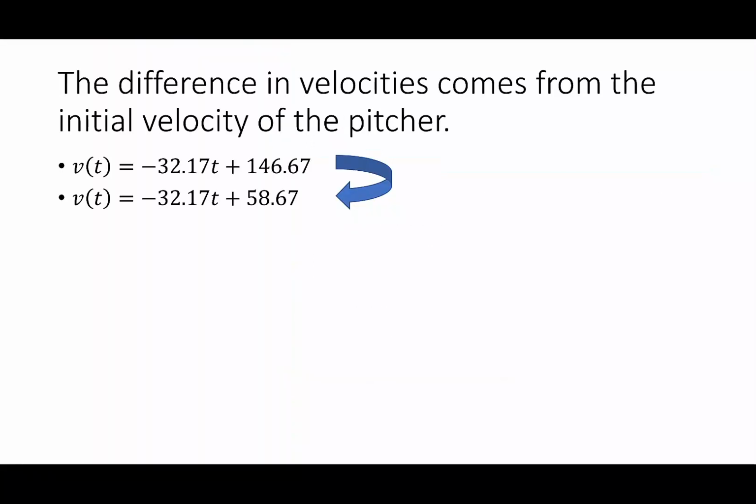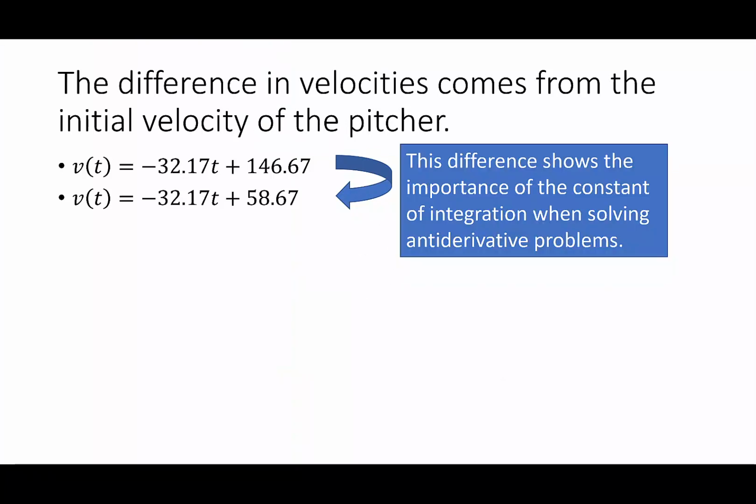The difference in velocities comes from the initial velocity of the pitcher. This difference shows the importance of the constant of integration when solving antiderivative problems. This also shows us how gravity slows down the ball as time elapses.